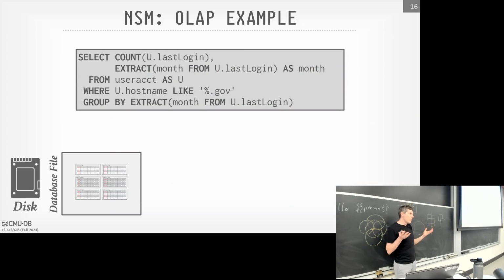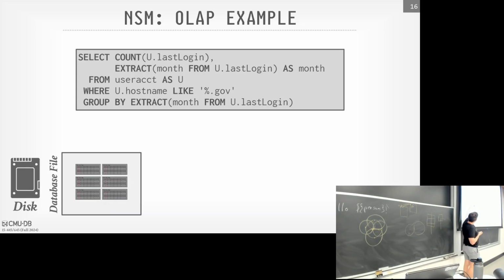But if I now run my analytical query on this, you see why this is going to be problematic. In this case, my where clause says where hostname like wildcard .gov. So assuming I don't have an index on this, I've got to look at all the hostnames to find the ones that match my like clause. So I'm going to scan all the pages in this table.